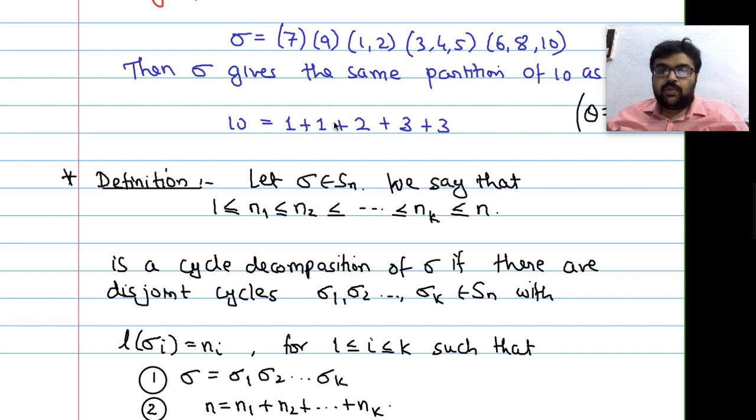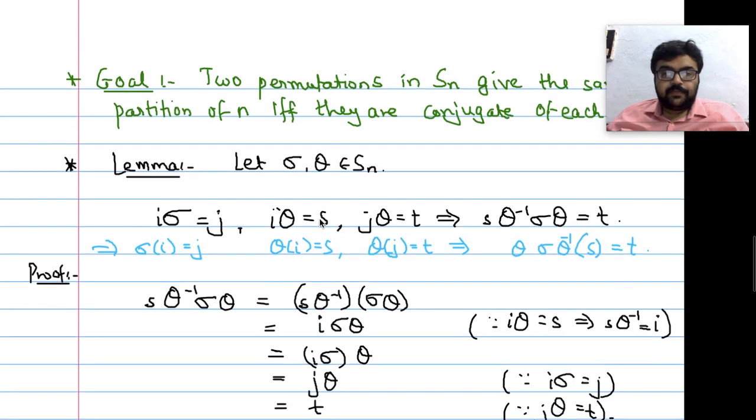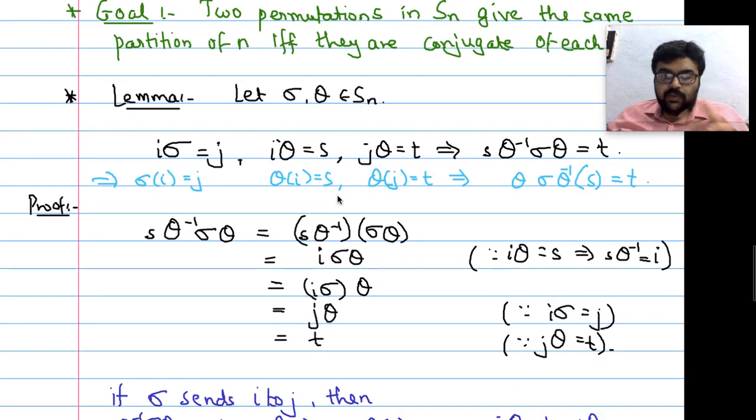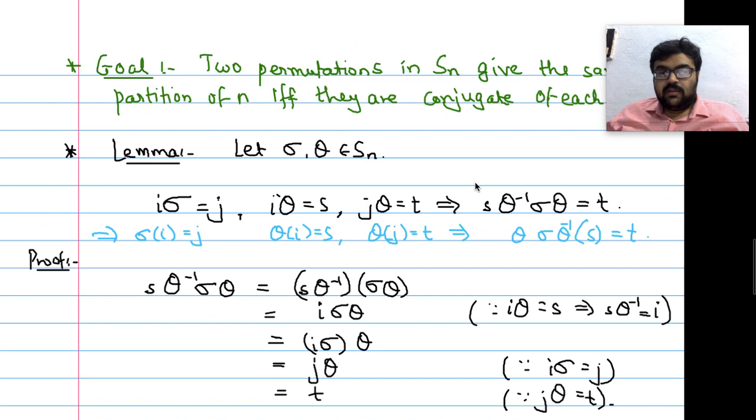And now what we are going to show is that two conjugates will have the same partition. For that, this is the lemma we have stated, but it is just an observation. Suppose sigma is a permutation, so sigma sends i to j, right? Then it says that if sigma sends i to j, then consider its conjugate with respect to theta.